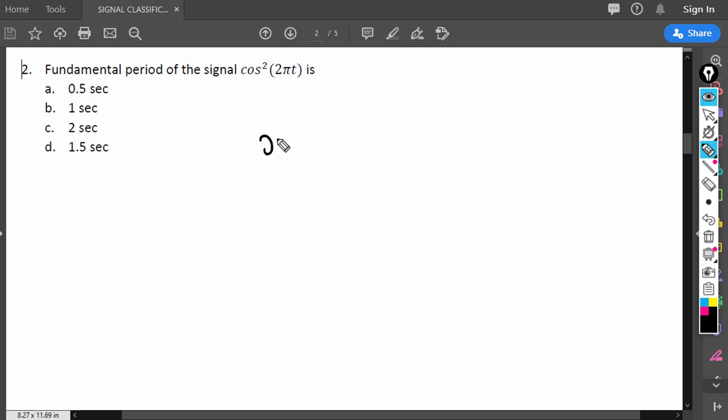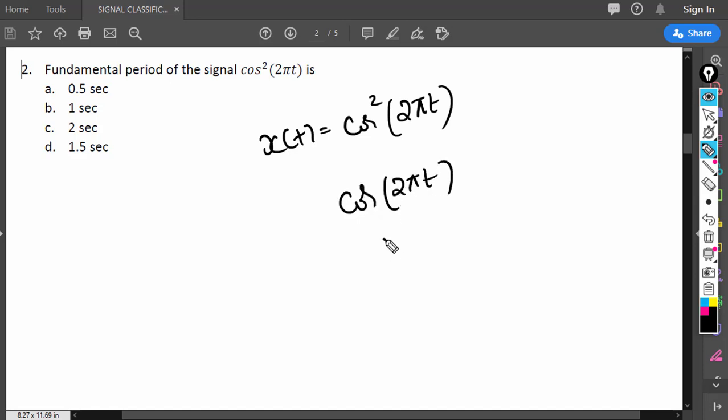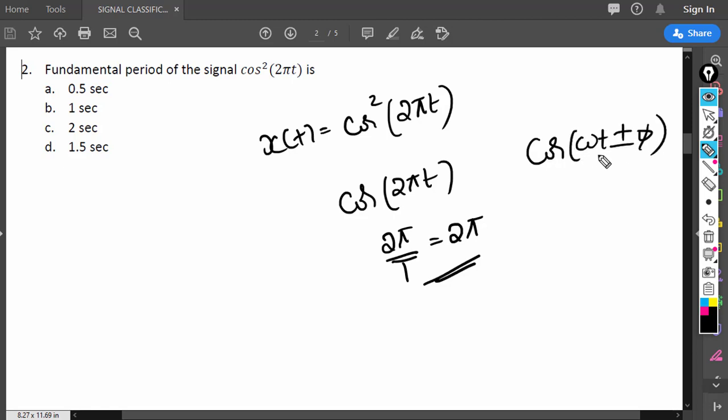What do I have here? x of t is equal to cos square of 2 pi t. If it is just cos of 2 pi t, I could have directly equated 2 pi by capital T to 2 pi, because I have to equate the coefficient of t with omega, and omega is 2 pi by T. Now it is not just cos 2 pi t, it is cos square of 2 pi t. So I have to bring it to a standard form. What is the standard form? Cos of omega t plus or minus a phase. Now we shall bring it to that standard form.